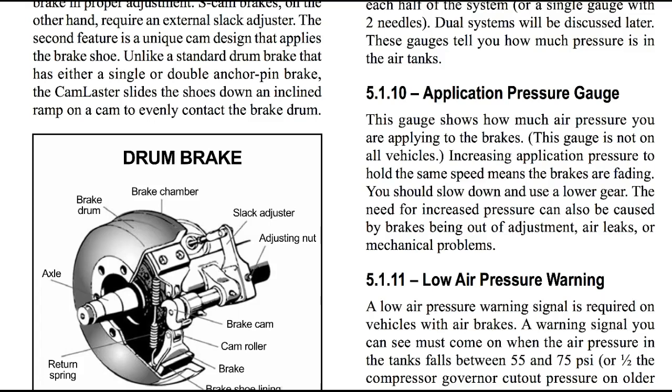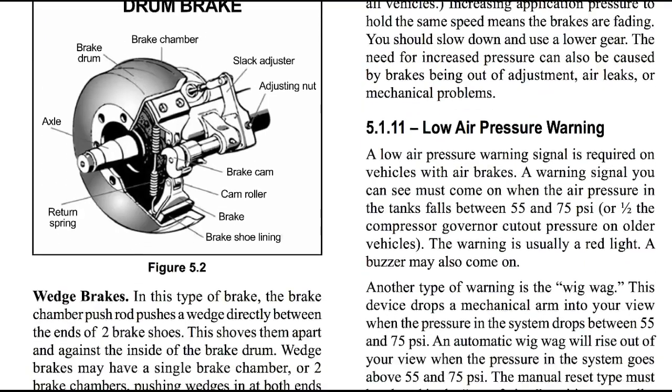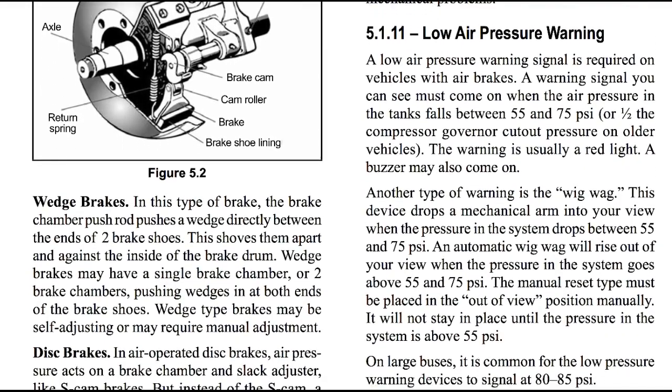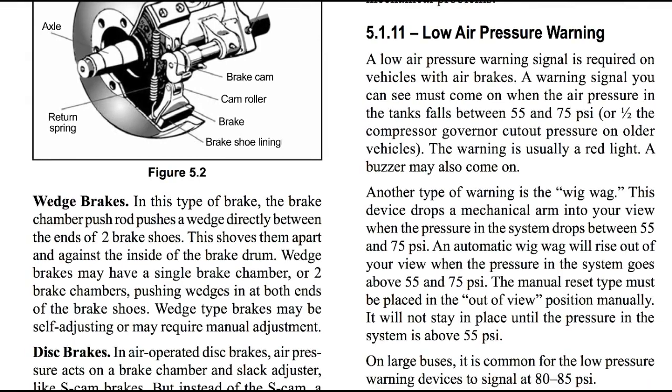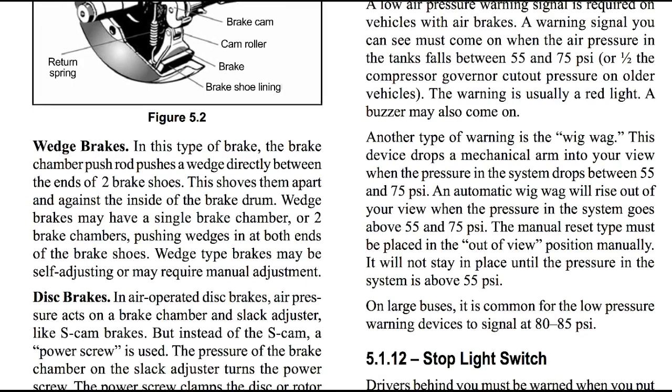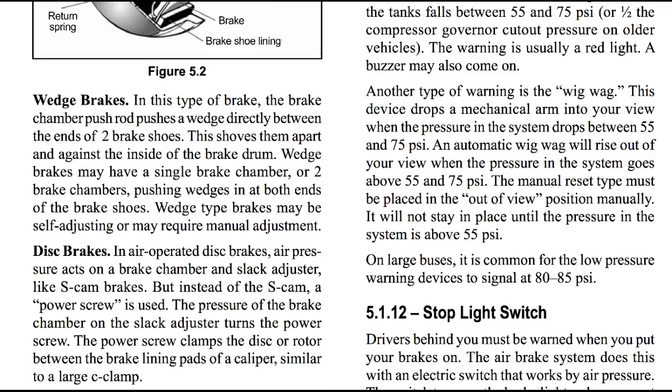air leaks, or other mechanical problems. Now your low air pressure warning. A low air pressure warning signal is required on vehicles with air brakes. A warning signal you can see must come on when the air pressure in the tank falls between 55 and 75 psi, or half the compressor governor cutout pressure on older vehicles. The warning is usually a red light. A buzzer may also come on.